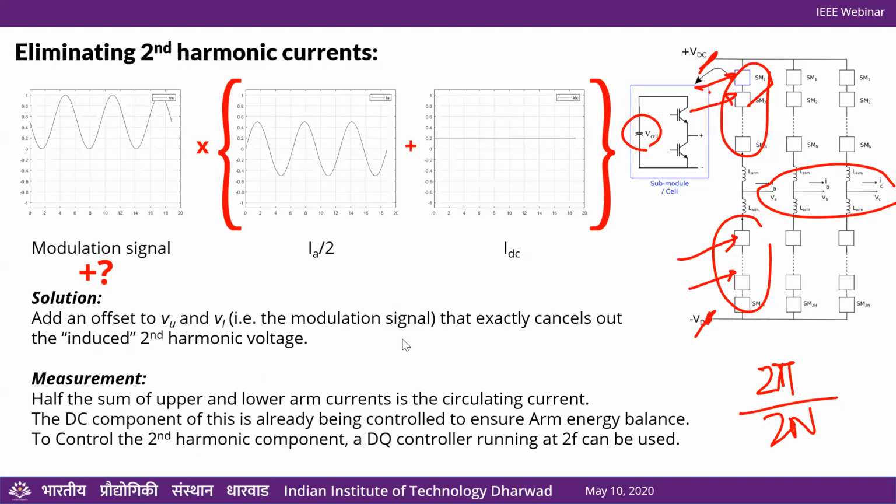Now to control DC current, there's only one way to do it. You have to inject a DC voltage in that path. And to inject DC voltage in that path, you have only your upper arm and lower arm that you can control. So in order to suppress that fault current, you need to be able to oppose that fault current. Your voltage that is applied should be able to oppose it.